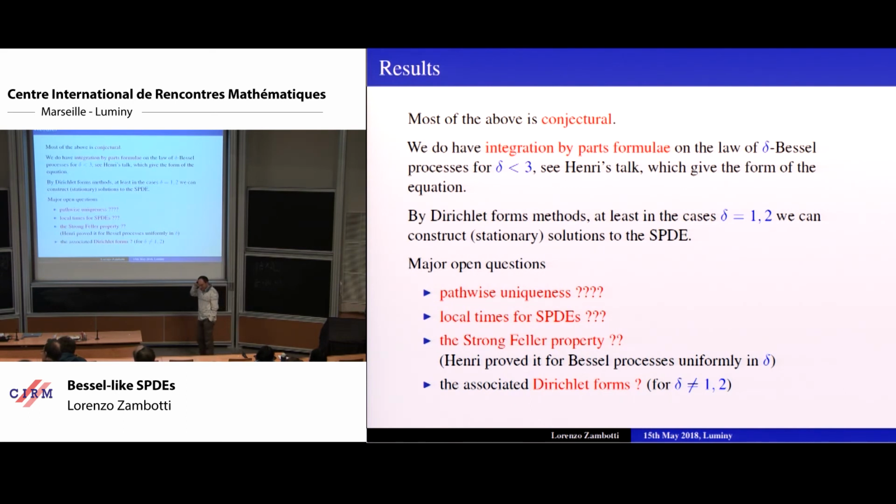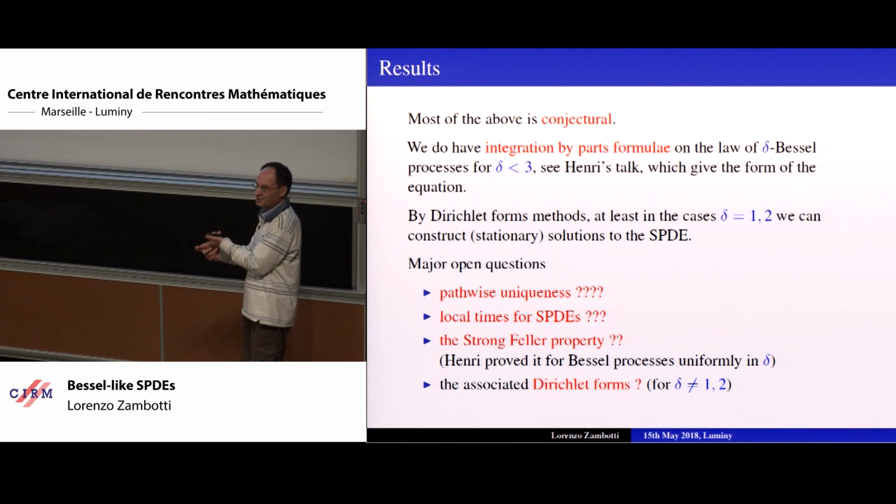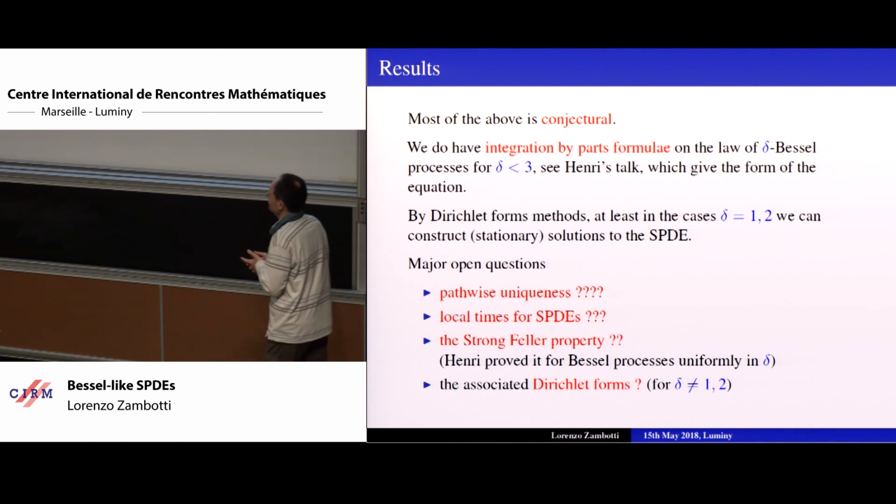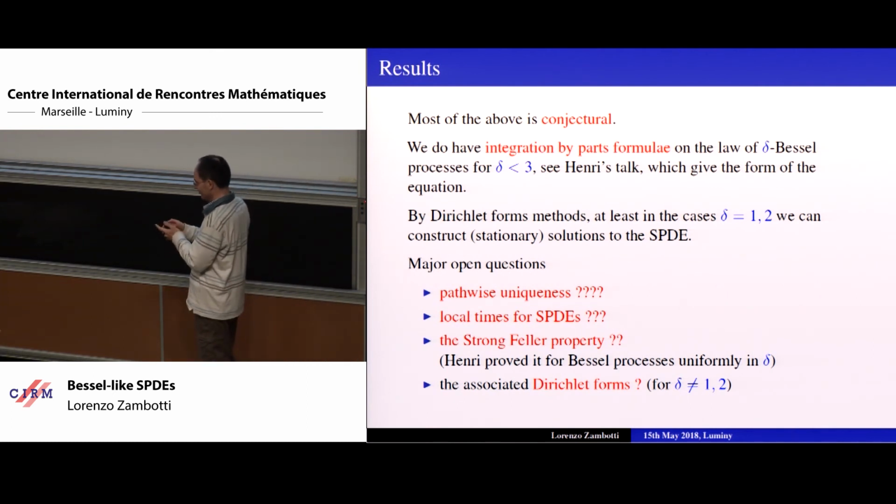No one, at least no one that I know, knows how to prove that solutions to SPDEs have local times. Let me tell you that this is very strange, because the rougher your function, the better your local time is. But in fact, with the present technology, local times are reduced to semi-martingales or diffusions in one dimension. Morally we should have local times, but I don't know how to prove this.